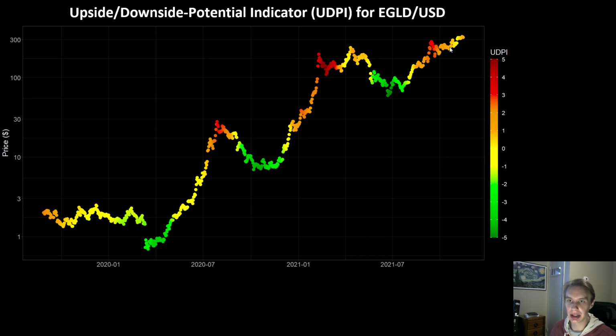And so the idea is that right now, when we see this similar kind of risk level to what we've seen in some of these moves in the past, we need to just think, what do we think this is more similar to? Do we think it's similar to this time in EGLD's past? Or maybe it's more similar to this time in EGLD's past, or this time in EGLD's past? And that's how you should be interpreting the UDPI output, is relative to your thesis of where you think we are in the market cycle.